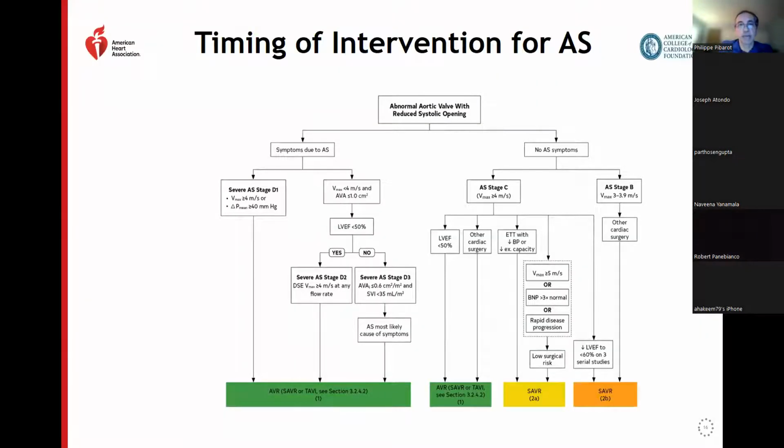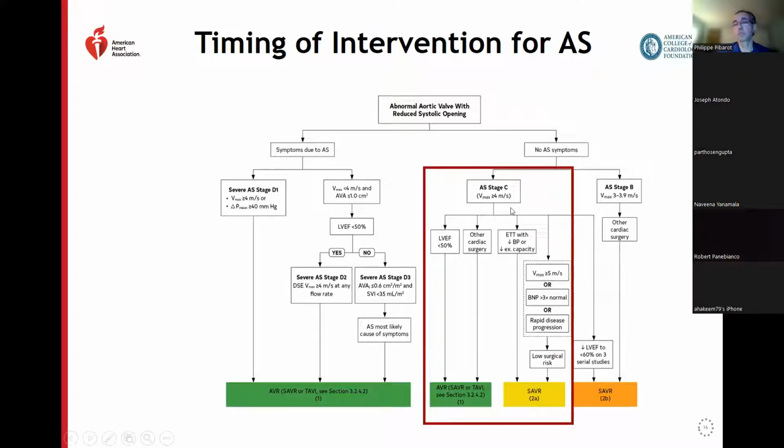And if we look in the guidelines, this is the algorithm that you have in the most recent edition of the American guidelines, the ACC/AHA guidelines. In patients who have no symptoms, such as the patient we discussed, and severe AS, so peak jet velocity more than 4, you see that there is a class 1 indication in green for SAVR or TAVI only if you have an LVEF less than 50%, that's the stage C2, which is not the case in the patient, or if you have an indication for another cardiac surgery, for example, a CABG, which is not the case in this patient. Otherwise, there is no other class 1 indication.